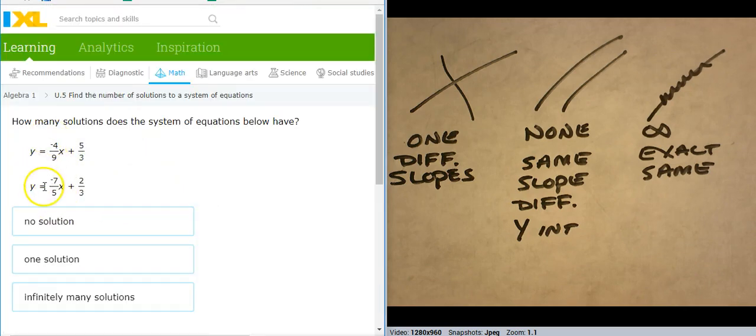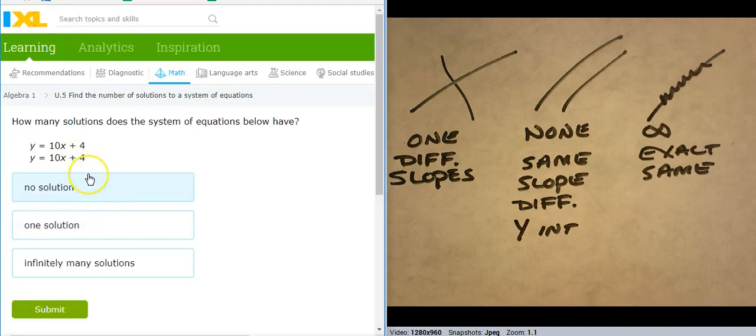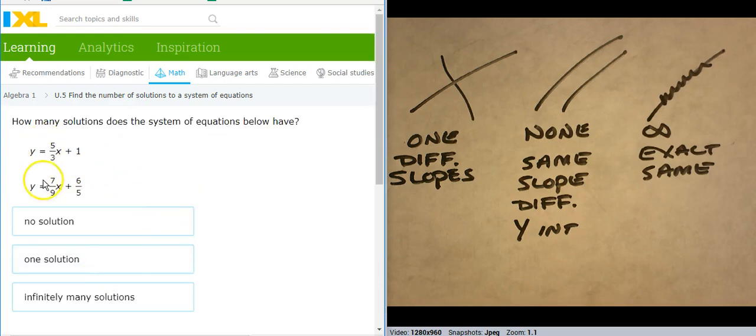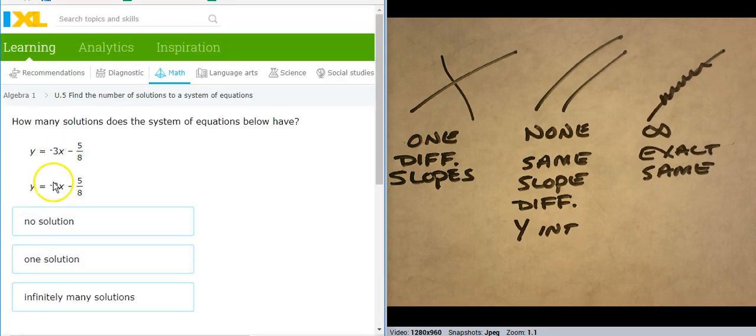Let's see, different slopes. See the two slopes right here? -4/9, -7/5. Different slopes means one solution. Exact same equation twice. That means infinite solutions. Let's see, different slopes, one solution. Different slopes, see those slopes? 1/6, 3/8, different slopes, one solution. Those lines will cross somewhere. Same slope, same intercept. That's the exact same equation twice. That means infinite solutions.